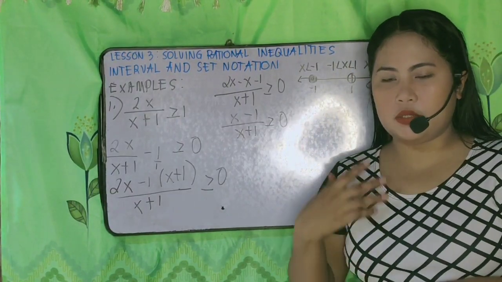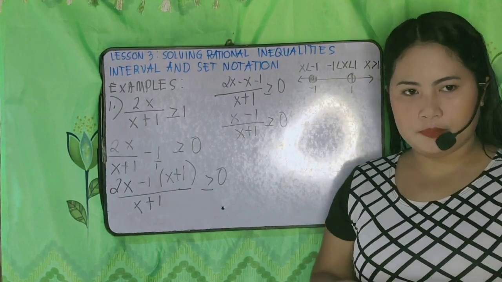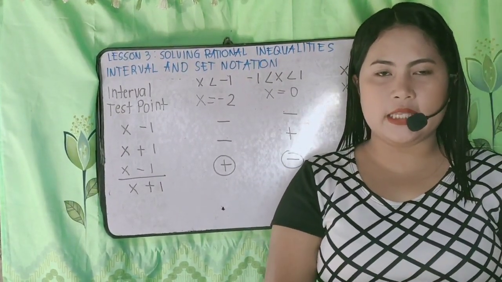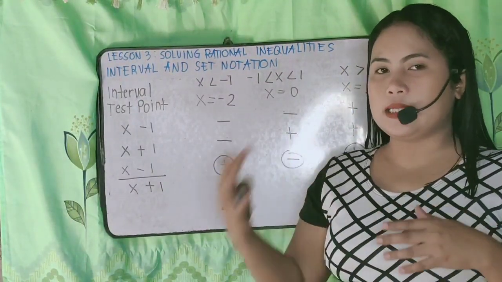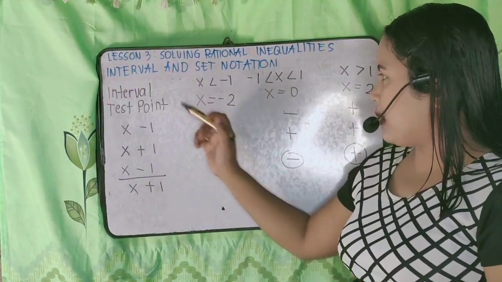So now let's proceed to step number 4, which is we're going to make a sign table. Okay, so for our step number 4, we're going to make a sign table. So meaning yung nasa table natin is dapat lahat lang na sign. Okay po. So yun ang number, hindi natin siya isasabay. Okay. So first, ilalagay natin yung mga interval natin.